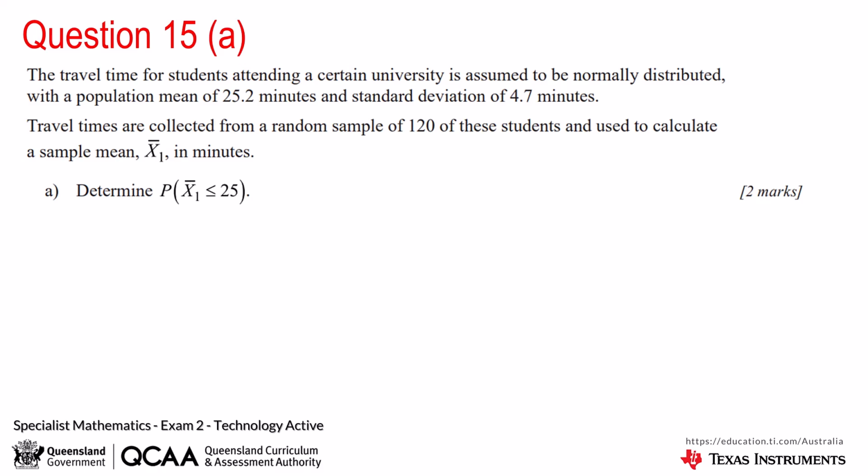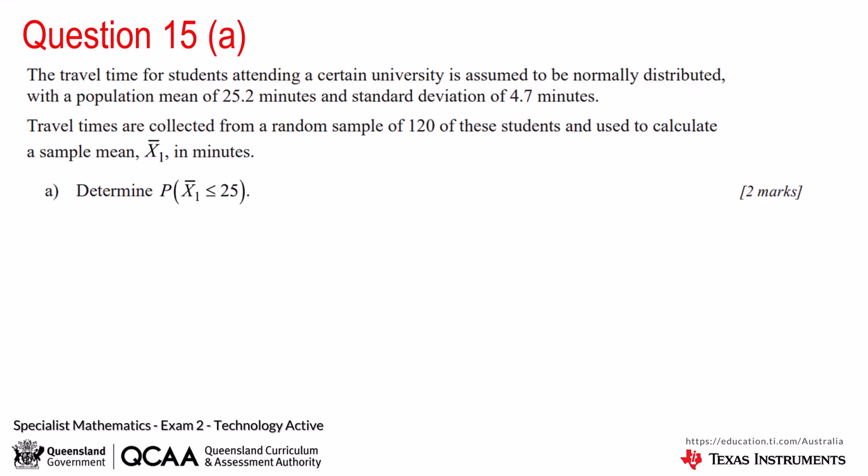Question 15A is worth 2 marks. We're told that travel times for students attending a certain university are normally distributed with a mean of 25.2 minutes and a standard deviation of 4.7 minutes. Travel times are collected from a random sample of 120 of these students and used to calculate a sample mean x1 bar in minutes. Part A asks us to find the probability that the sample mean is less than or equal to 25 minutes.